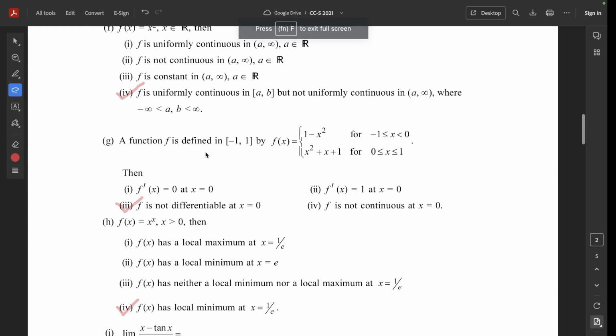Question G. A function f is defined in the closed interval [-1, 1] by f(x) equals 1 minus x squared for minus 1 less than or equal to x less than 0, and x squared plus x plus 1 for 0 less than or equal to x less than or equal to 1. Then the correct option is 3: it is not differentiable at x equal to 0.